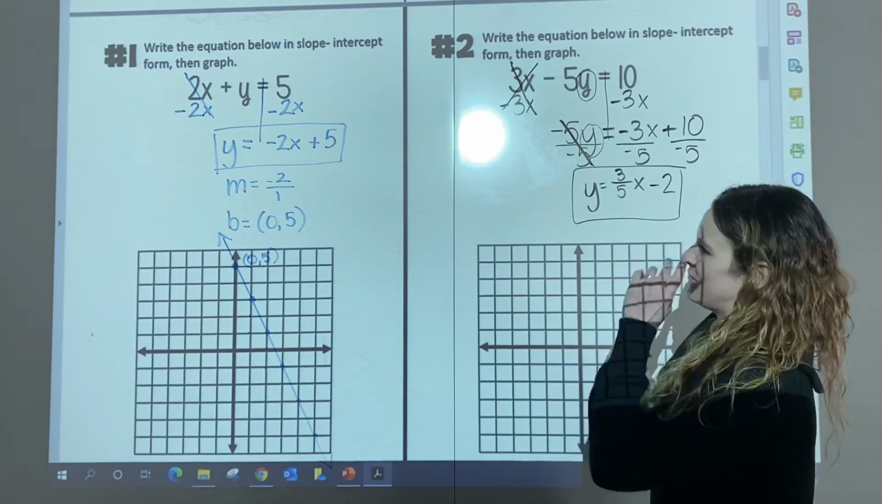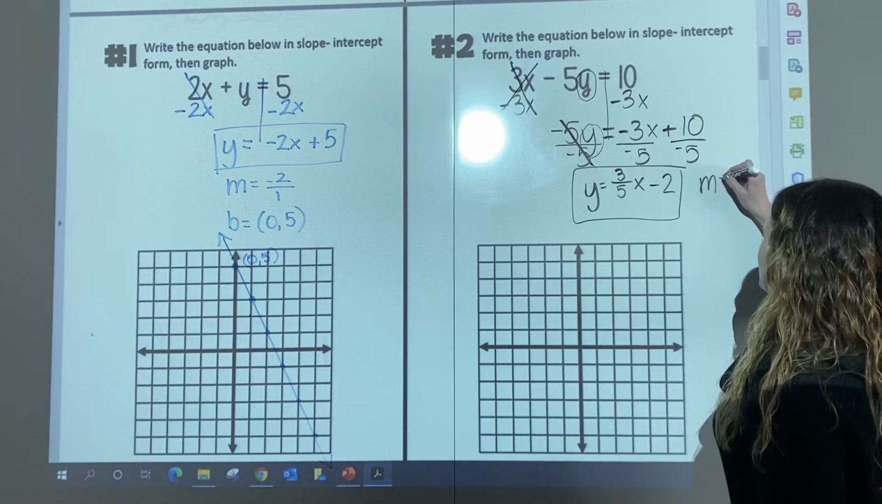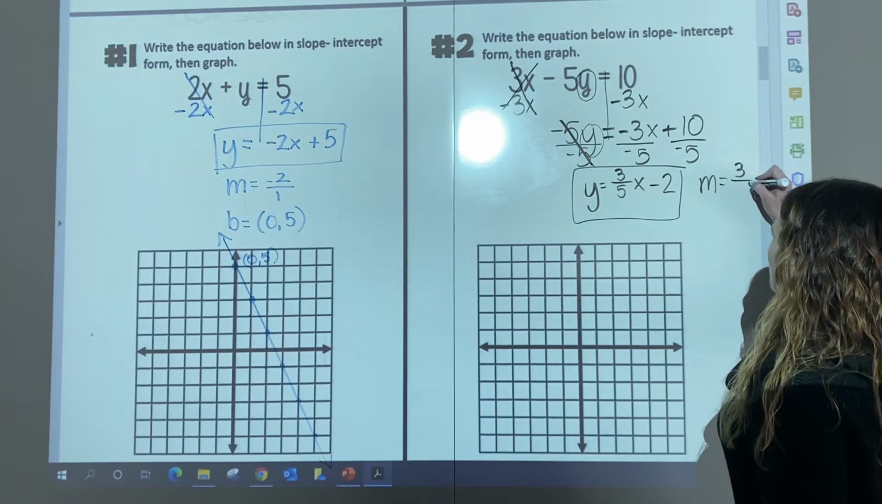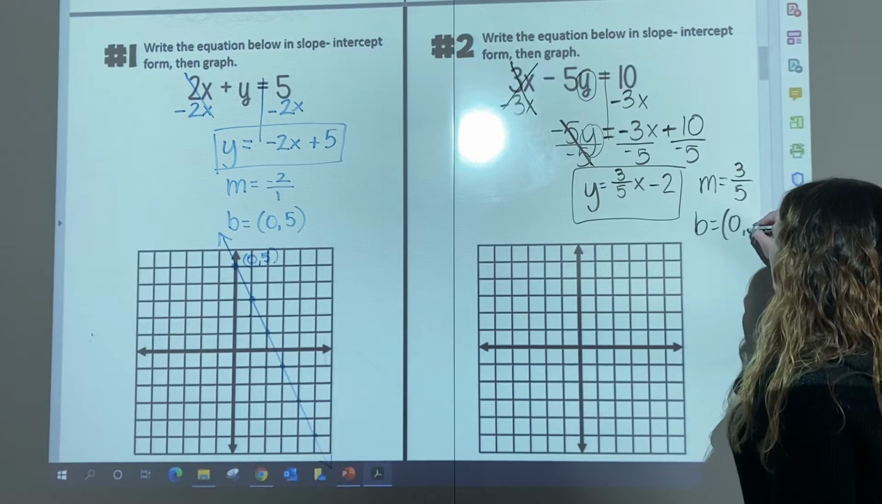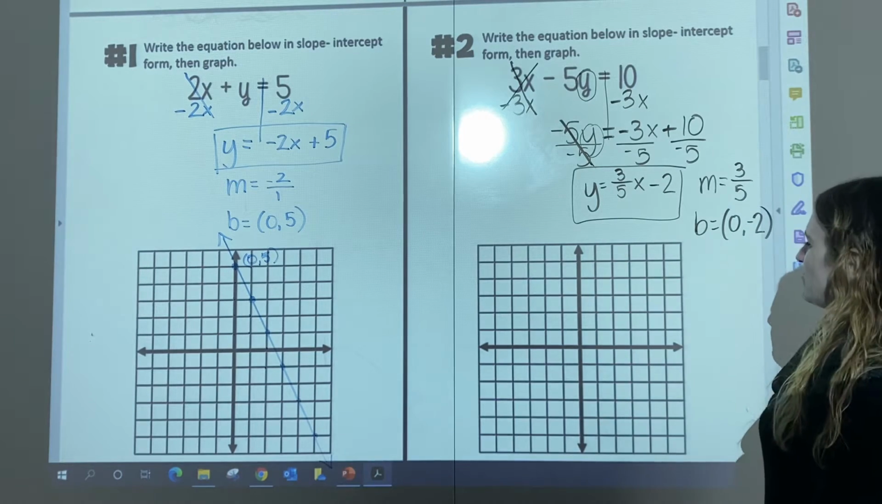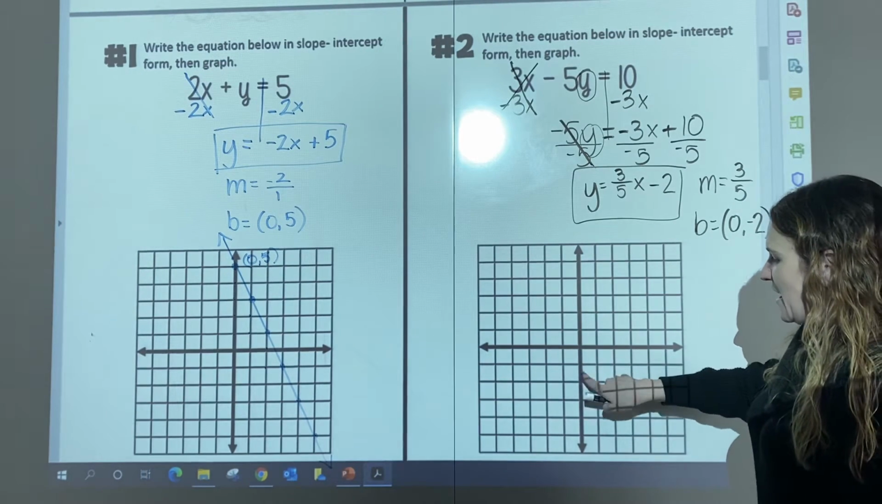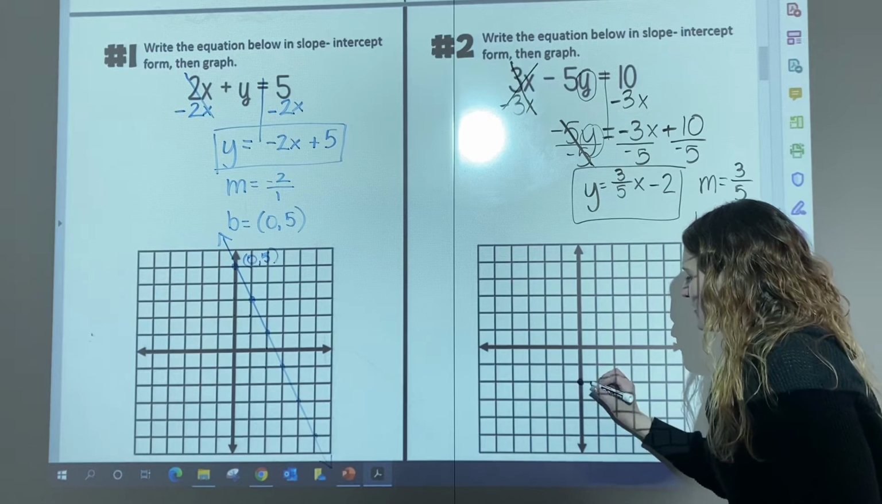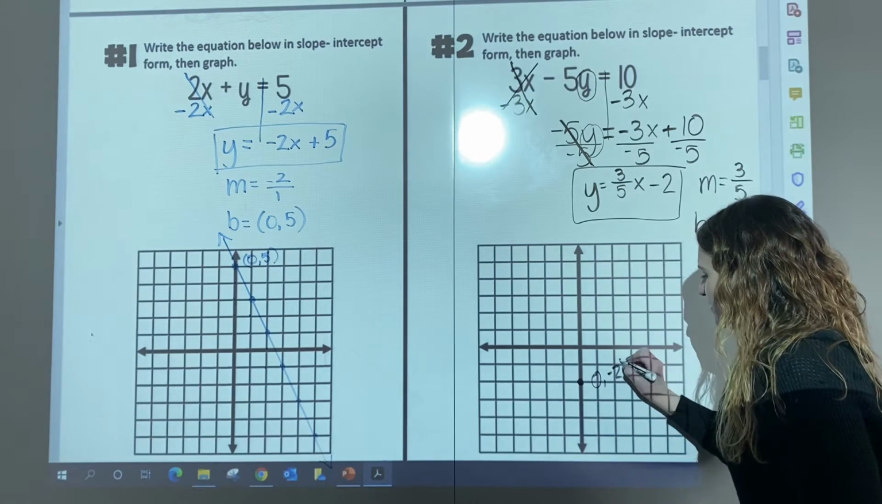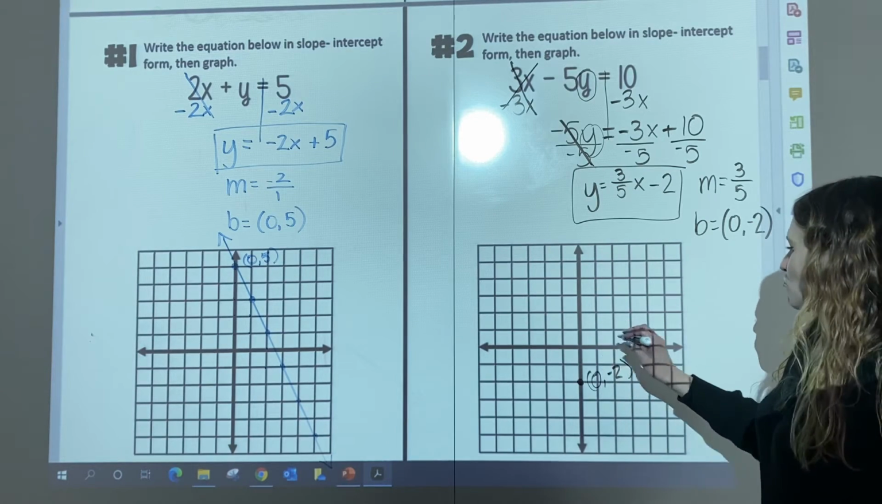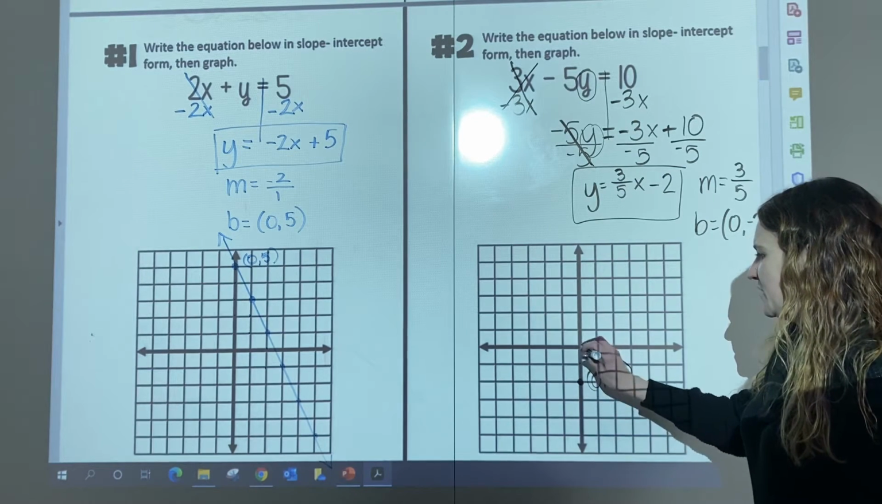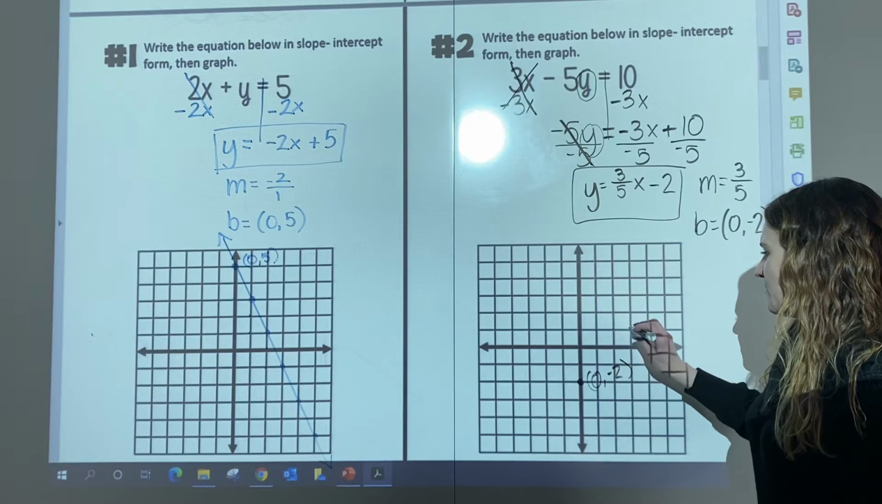In slope-intercept form, my slope of this line is a positive 3 over 5. My y-intercept, which is where I need to start, is 0, negative 2. So from the origin, I need to go down 2 and put my point. That's that 0, negative 2. And then from there, I'm going to rise 3, run 5. 1, 2, 3. 1, 2, 3, 4, 5.